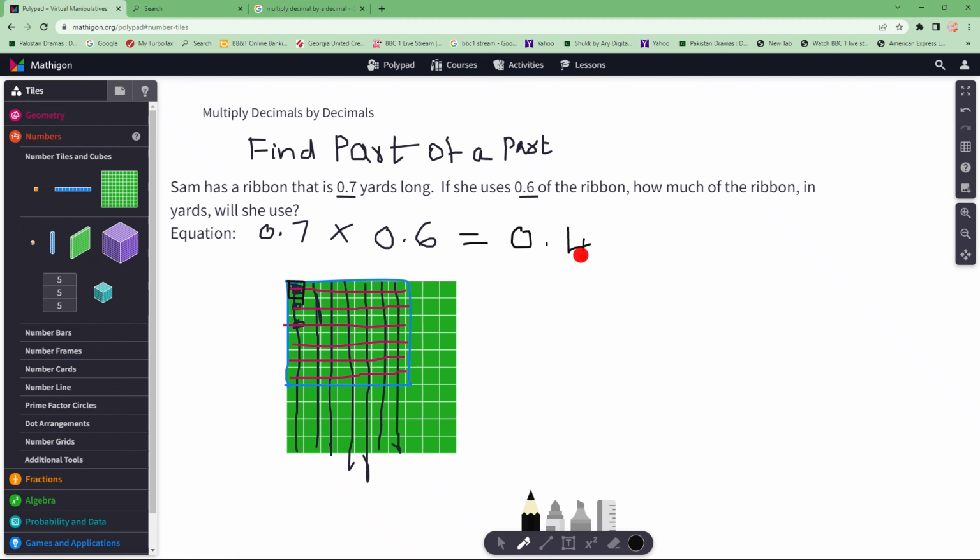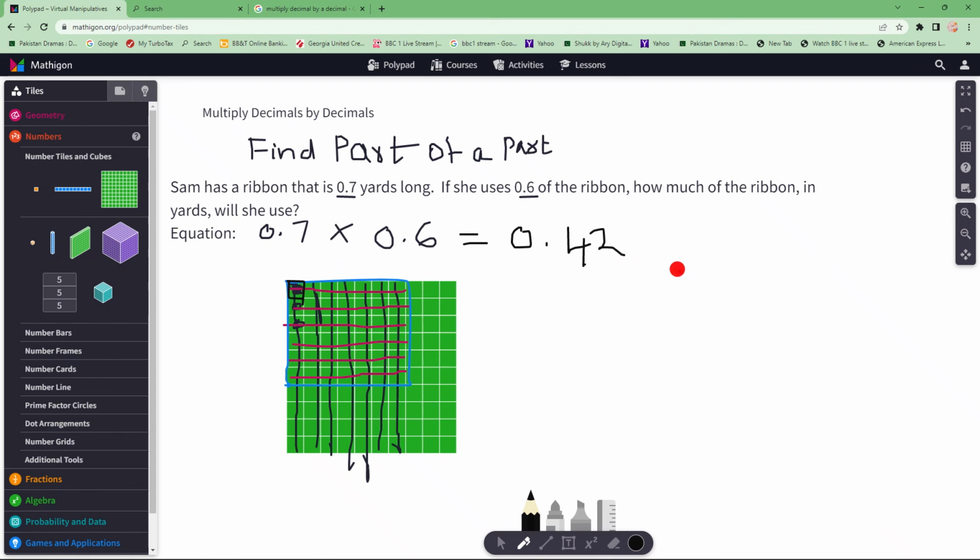So in other words, you're multiplying 7 times 6. That gives me 42, and I have to place my decimal point. After my decimal point, I have 2 digits. So I have 1 digit here, 1 digit there, because I'm multiplying tenths times tenths.